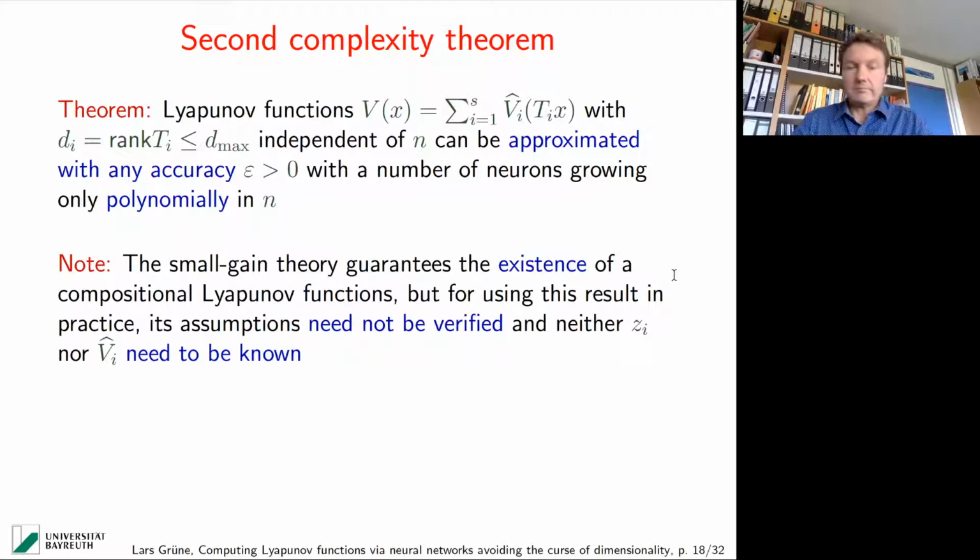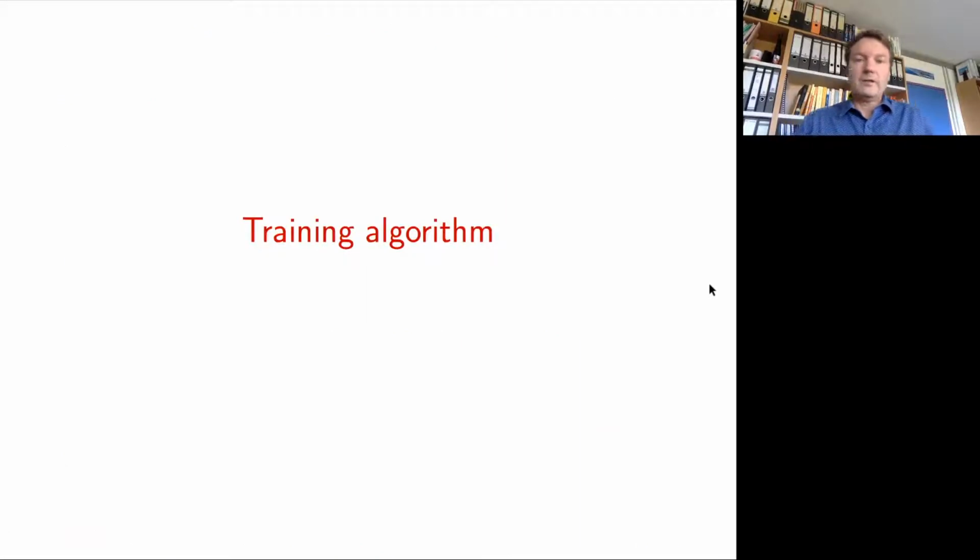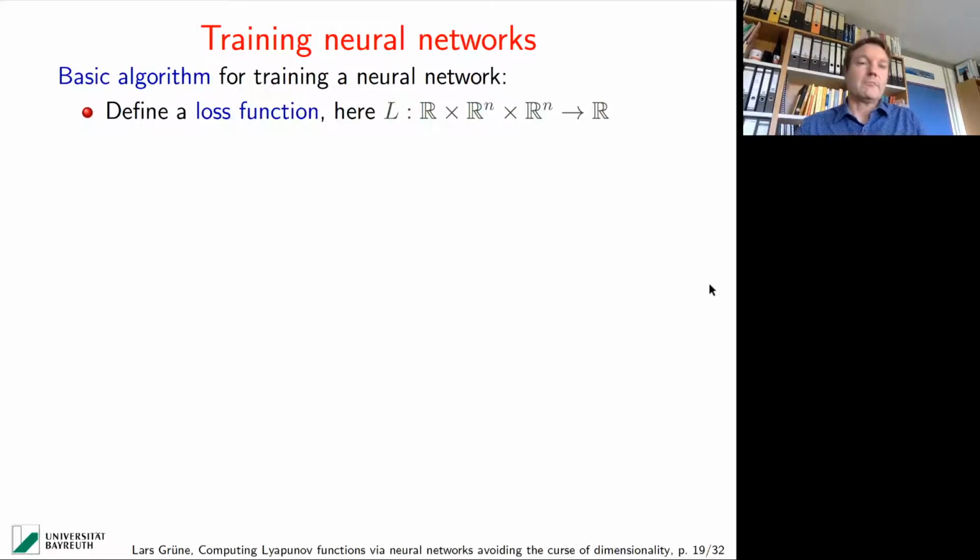And again, this is something I would like to stress once more. We do not need to know the V_i hats. The training process will compute them for us. But in this case, we also do not need to know the subvectors. So in the ideal case, if the training works, then the neural network will figure out what are good subvectors. Yeah, so that's the hope. So the next part will be to see how we can define a good training algorithm in order to go to numerical approximations too.